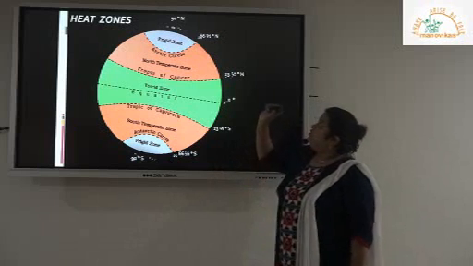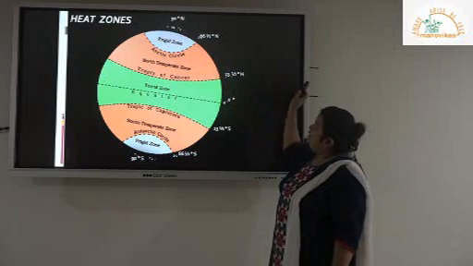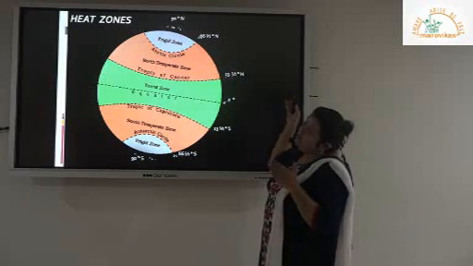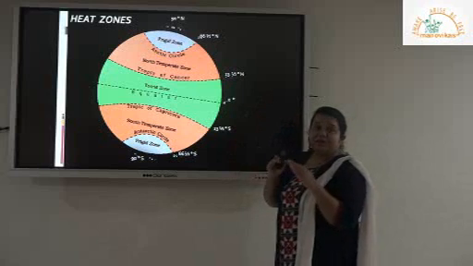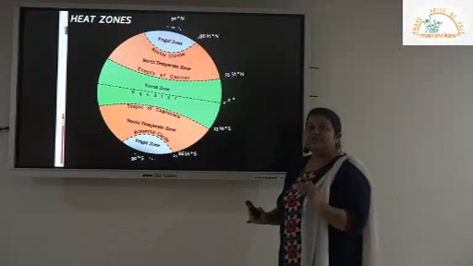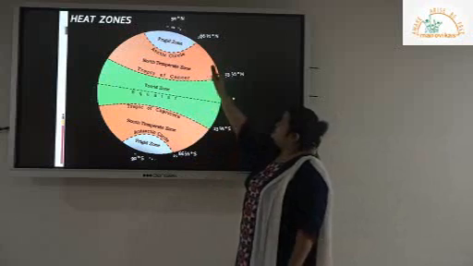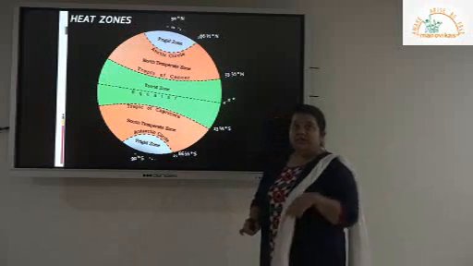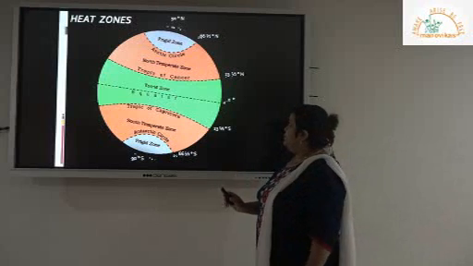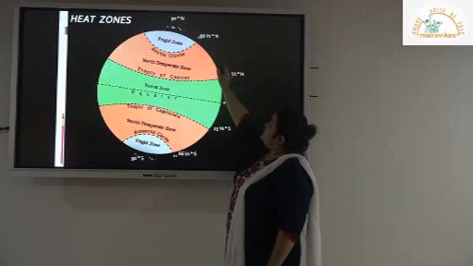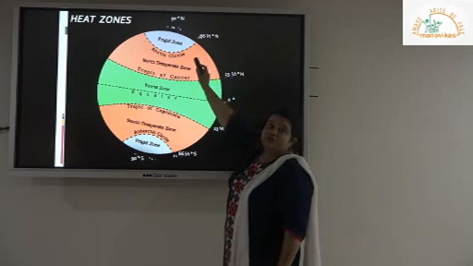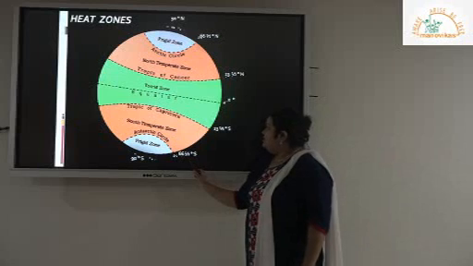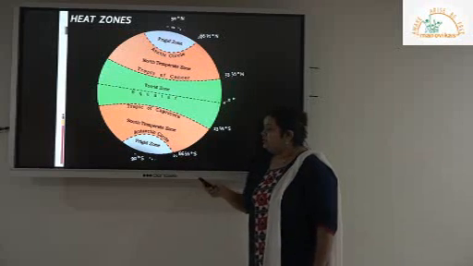Then we have the frigid zone. If you check the intensity of heat there, the flattening of the poles receives much slender rays and the spreading of heat is more. So the intensity of heat becomes much lesser. So in both the north frigid zone and the south frigid zone, the temperatures are freezing and it is a frozen state. The extension from 66.5 degrees north to 90 degrees north is your north frigid zone, and the south frigid zone lies between 66.5 degrees and 90 degrees south latitude.